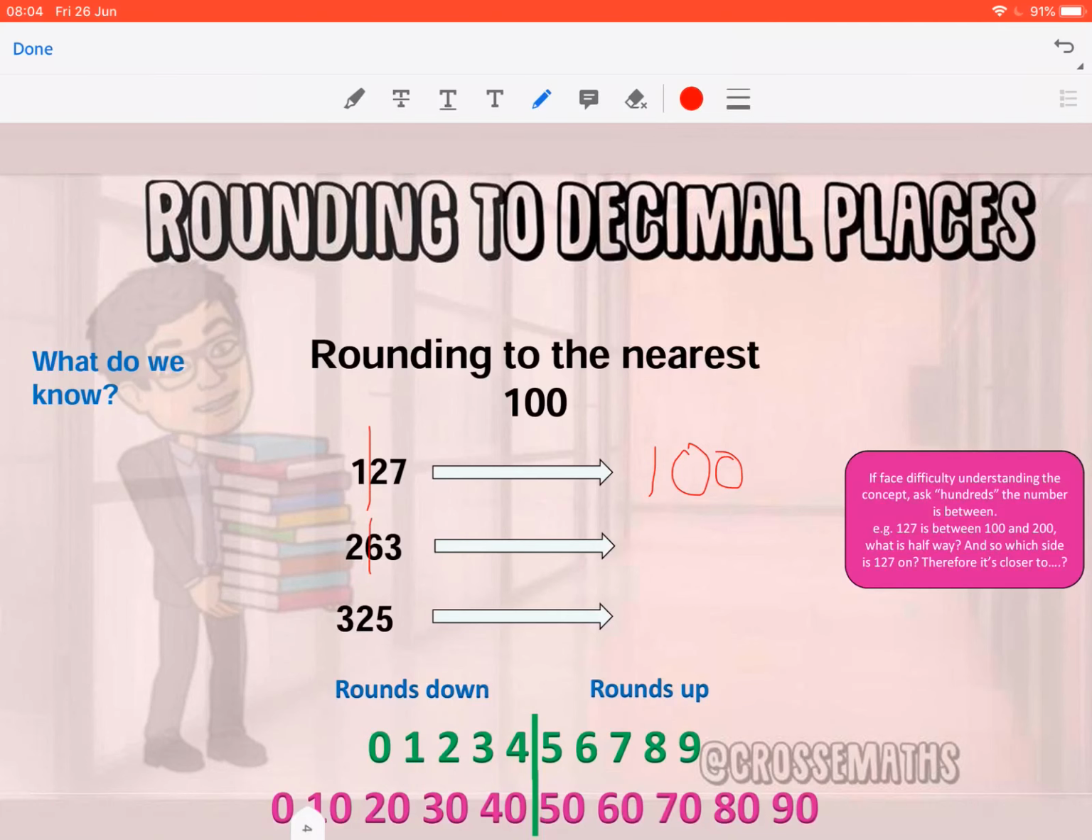After the next one, is that 63, 50 or more? Yes, it is. So it's going to round to 300. And the last one, 325, is that, yep, less it is. It's less than 50. So it's going to round to 300.